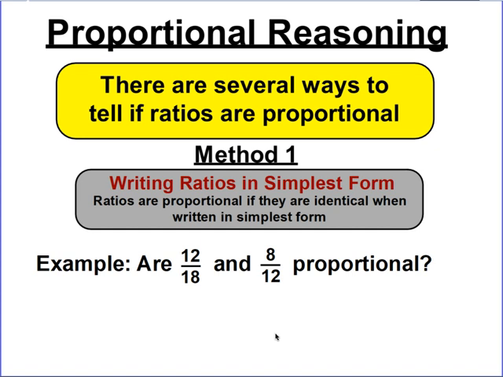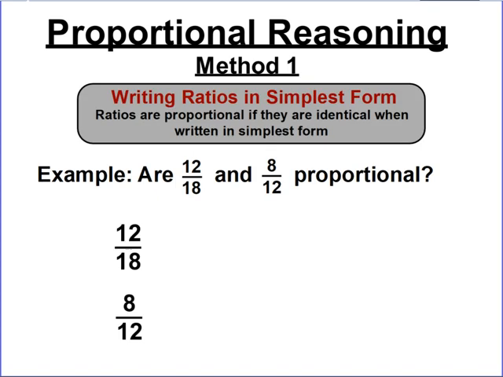So, first thing, we're going to look at two different methods to determine whether two ratios are proportional. Here you're given two ratios, 12 to 18 and 8 to 12, and we're going to simplify both of those ratios to see if they're proportional. If, when they're simplified, they look the same or are equal, that means they are proportional. So let's take the two ratios. We have 12 to 18 here. We have 8 to 12 down there. Let's simplify the top one first.